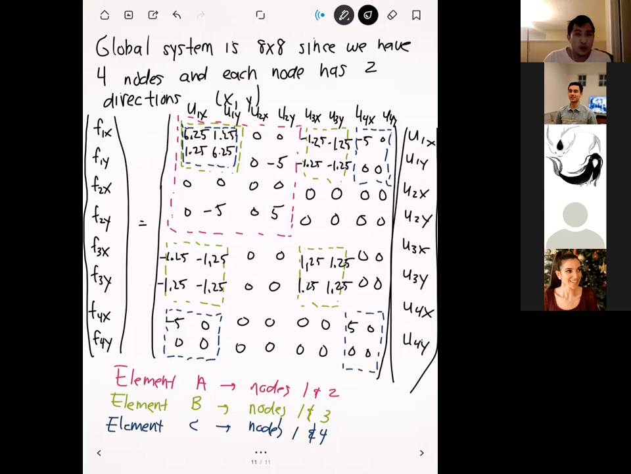Now that we have our global system like this, we're not ready to solve yet. Before we can solve, we need to apply our boundary conditions. Thankfully, in this case, the boundary conditions are fairly simple. So let's start with our Neumann boundary condition, just like we usually have.